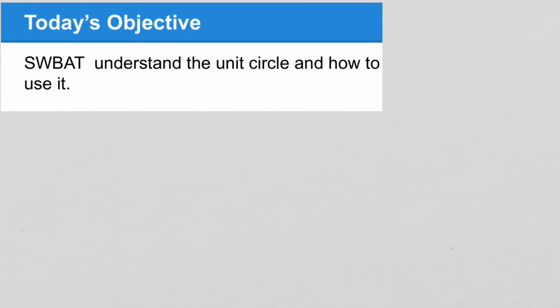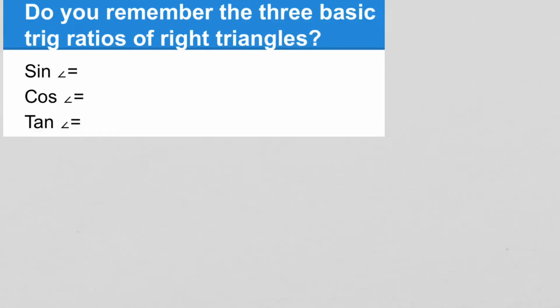All right, in this objective, we are talking about understanding the unit circle and how to use it to find values of sine, cosine, and tangent and the reciprocal functions. Let's see if we remember the basic three trig ratios, sine, cosine, and tangent of an angle. Remember that little thing to help us out? It was called SOHCAHTOA.